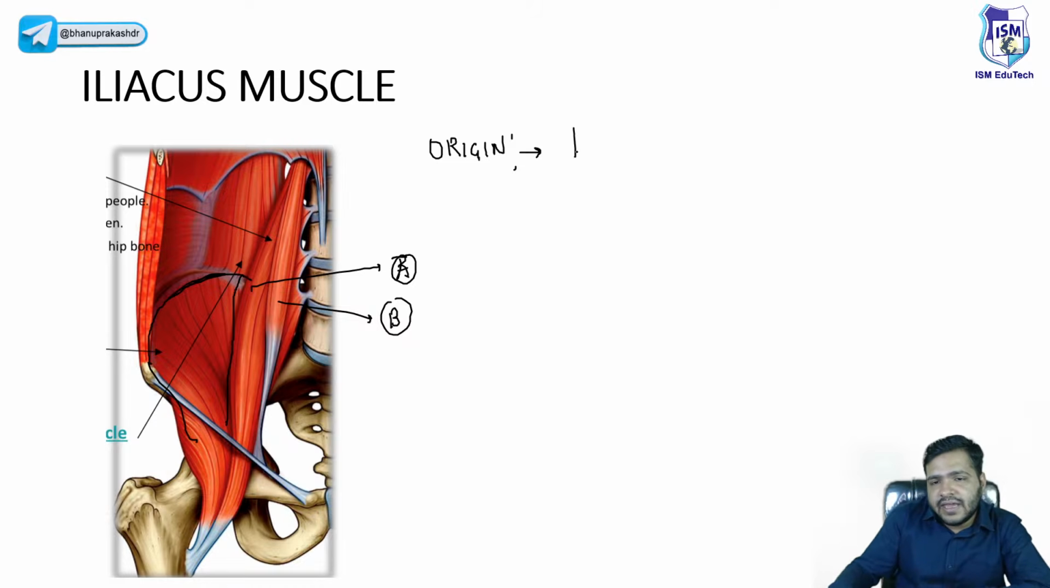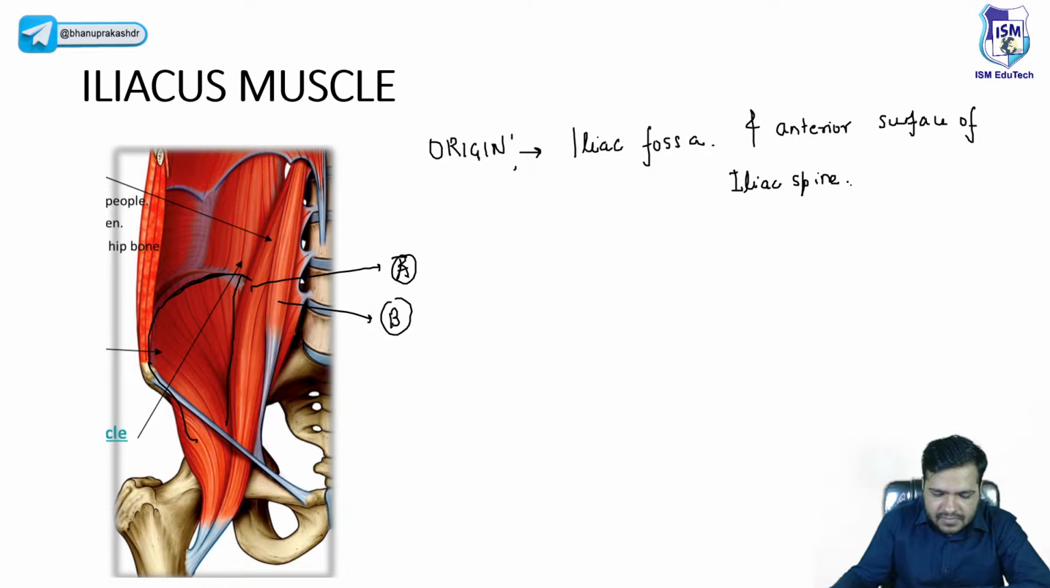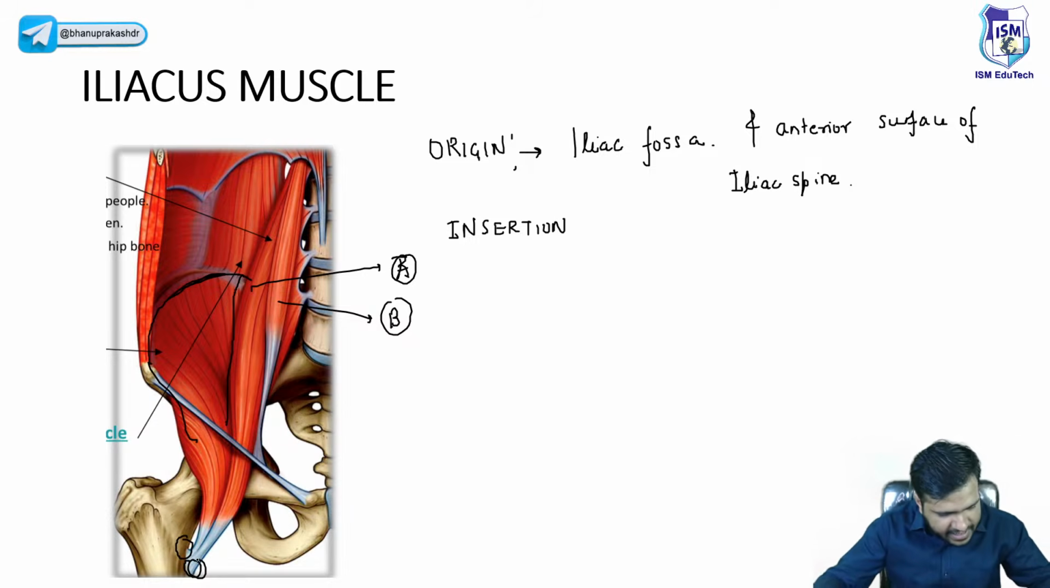So origin is the iliac fossa, okay, and anterior surface of iliac spine, right? And insertion, देखो इंसर्शन इलियाकस का और श्वास मेजर का इट इज सेम. अनुष्का, गरिमा, मनीष, हिटलर, डिम्पल, वेरी गुड गाइस, यू ऑल आर राइट. इंसर्शन अगर देखा जाए बेटा इलियाकस का और श्वास मेजर का it is same.